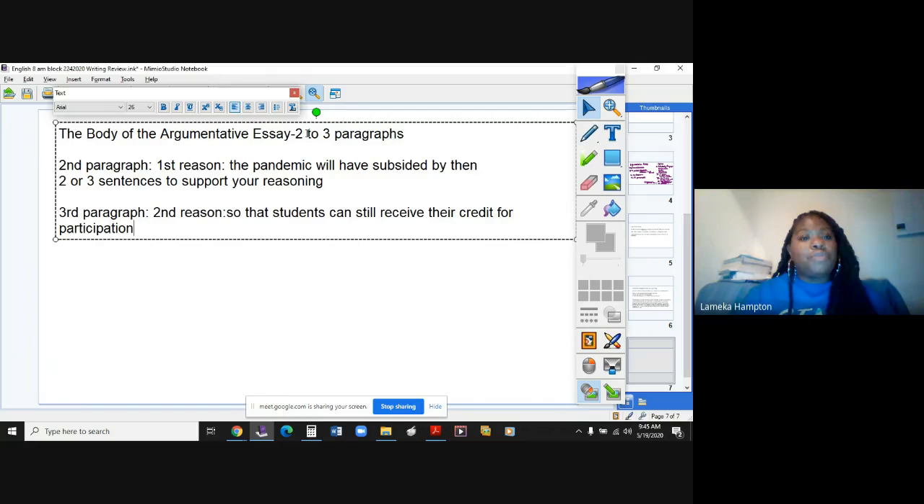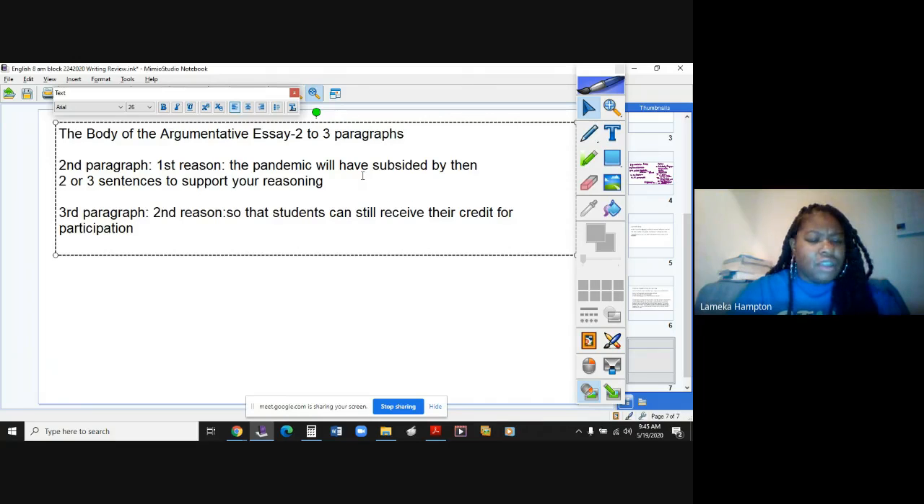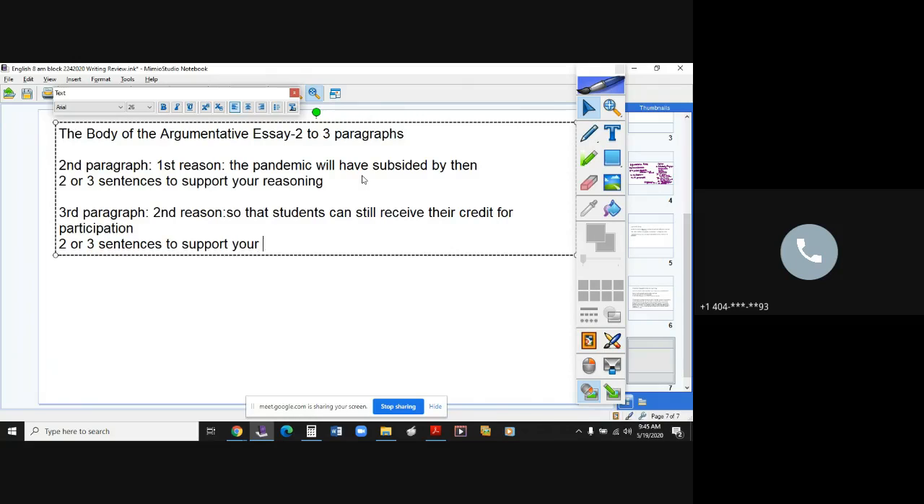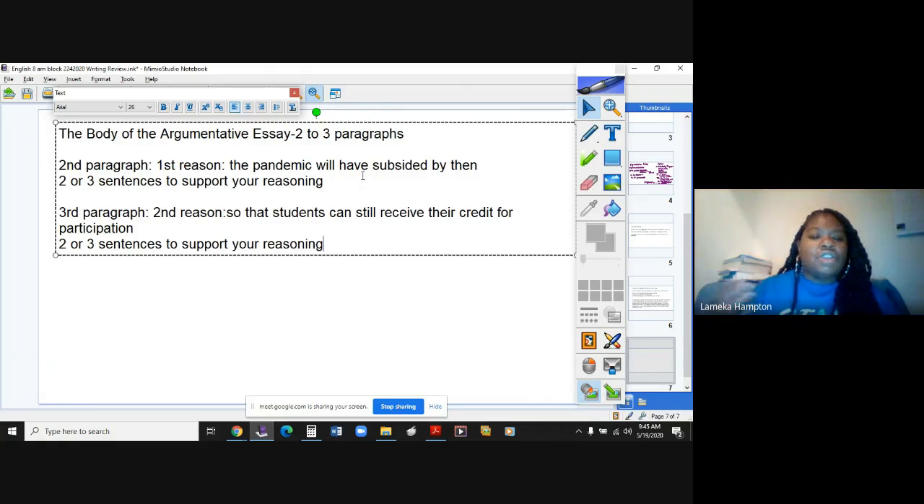Because again, when we interpret things, we can interpret things differently. And when you're writing, you want to make sure that your writing is concise and that it is very clear. Okay, so that's very important. All right. So again, that's the second reason. And again, you're going to come up with 2 or 3 more sentences to support your reasoning. So in essence, you're going to have maybe 5 sentences total at best for each paragraph.